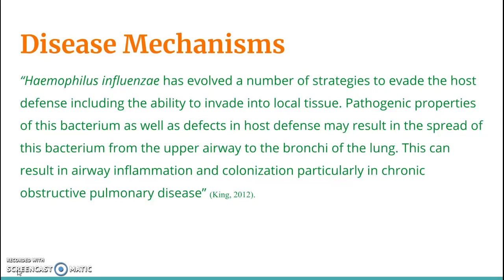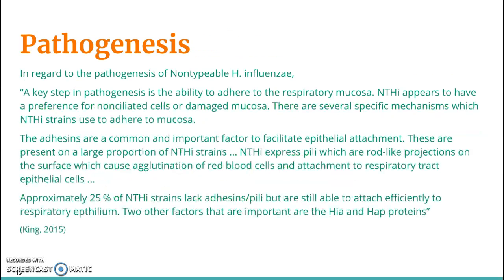The H. influenza have evolved a number of strategies to evade the host defense system, including the ability to invade local tissue. The pathogenic properties of this bacteria, as well as defects in our own host system, can result in the spread of the bacteria from the upper airway to the bronchi of the lung. This can result in airway inflammation and can lead to COPD.